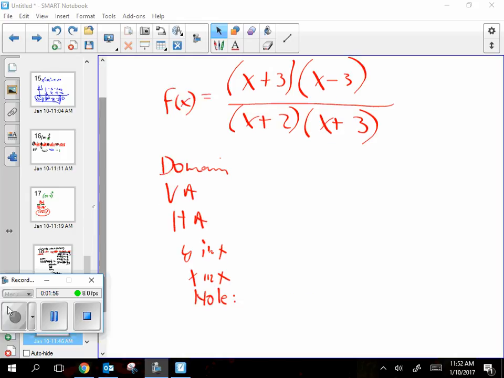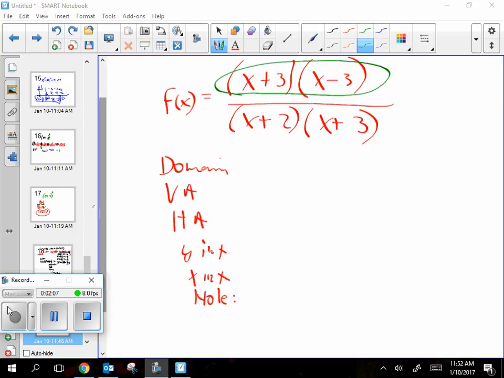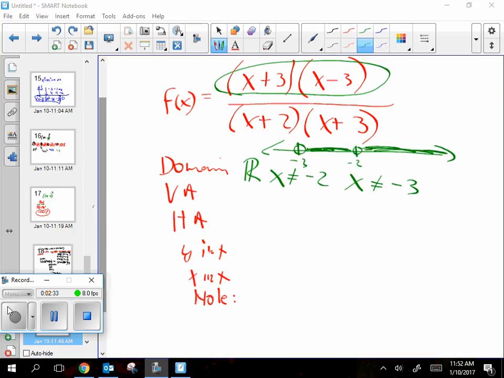Okay, starting to hear some talking, so I'm assuming that means you are ready to go. So the domain on this thing. Domain is what can you feed it safely. I don't care if the top turns into 0 for the domain. That'll just make it equal 0. But if the bottom turns into 0, I'd have a problem. So it's all reals except x cannot be -2 and x cannot be -3. Could you have done this in number line format? Sure. Everything would be shaded except -3 and -2. Like that. Any questions about the domain?